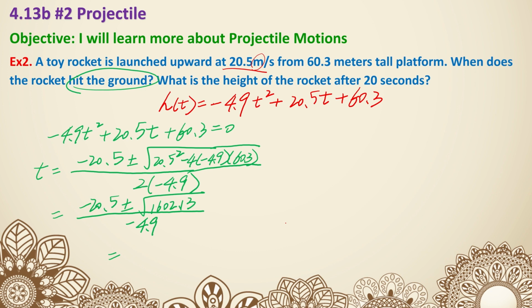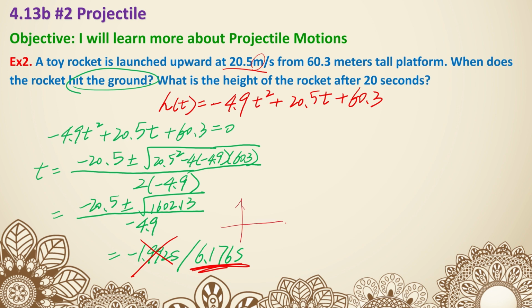When it's addition, you're going to get a negative 1.992 second. And when it's subtraction, you're going to get a 6.176 second. And clearly, the negative time does not make sense. So 6.176 second is our final answer. And that also corresponds with what we have learned in the last lesson, the second x-intercept.